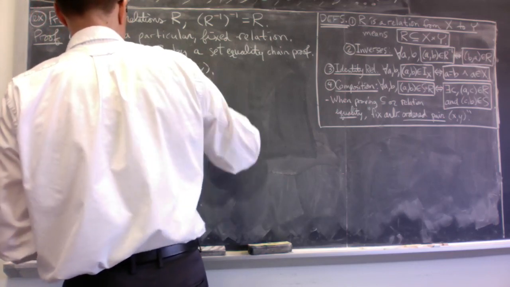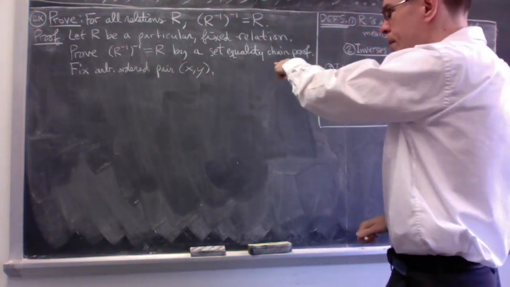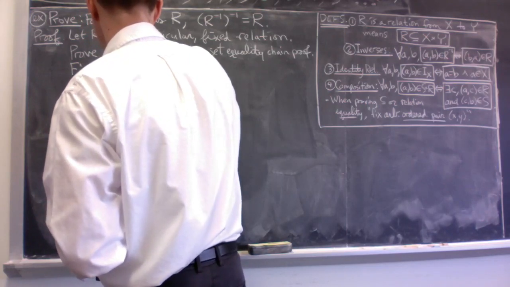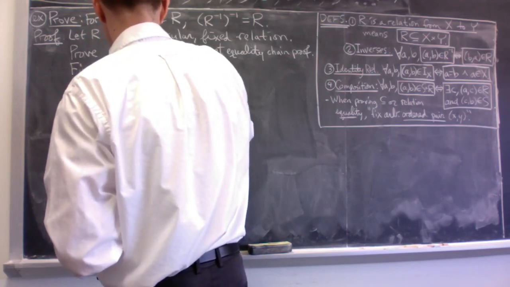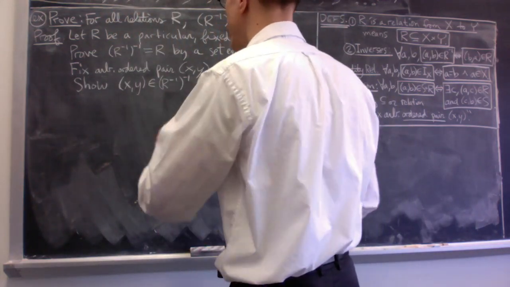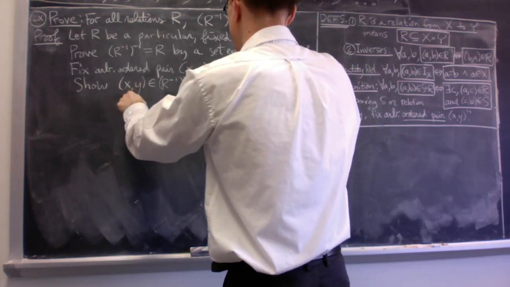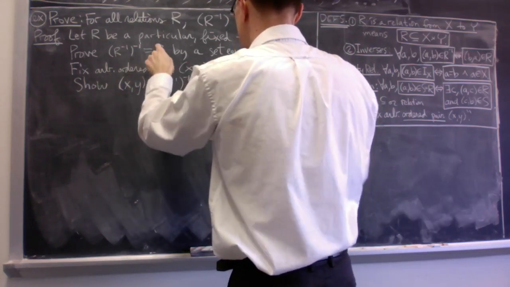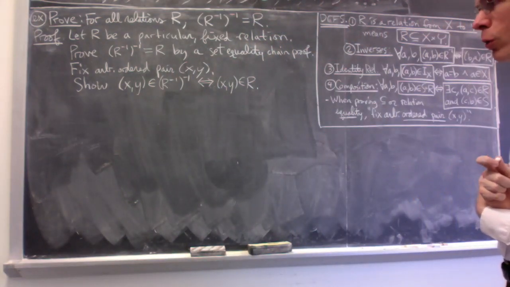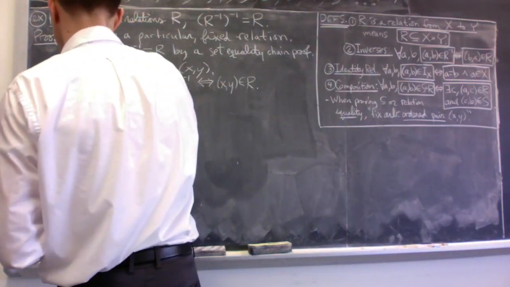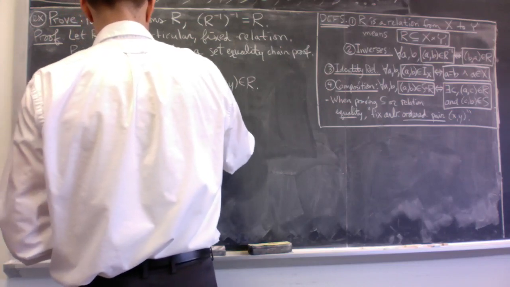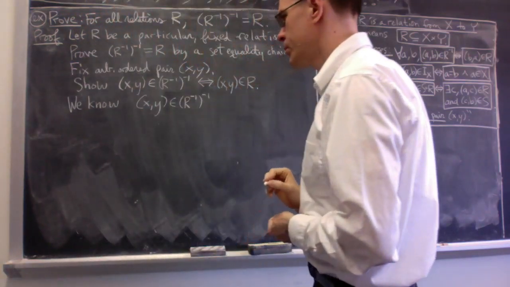X comma y. And what we're going to do for the chain proof is show that that ordered pair is in the left-hand relation, R inverse inverse, if and only if that same ordered pair is in the right-hand relation. And we're going to do it with a chain of known if and only ifs. You just have to peel the definitions off one at a time.